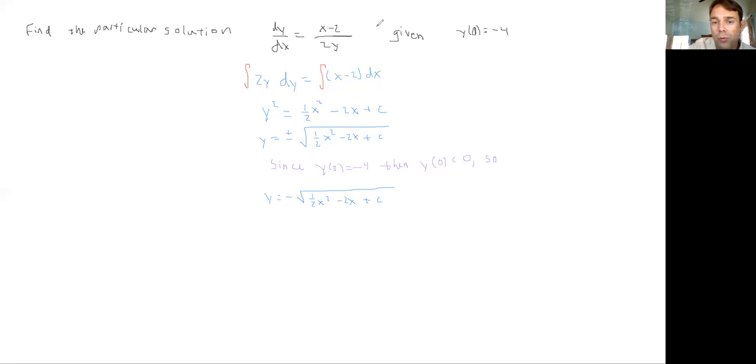So we're going to plug our values in here now. I have 4 for y equals the negative, oh, that should have been -4 on that side. Sorry about that. There we go. -4 equals negative 1/2 times 0 squared minus 2 times 0 plus c.